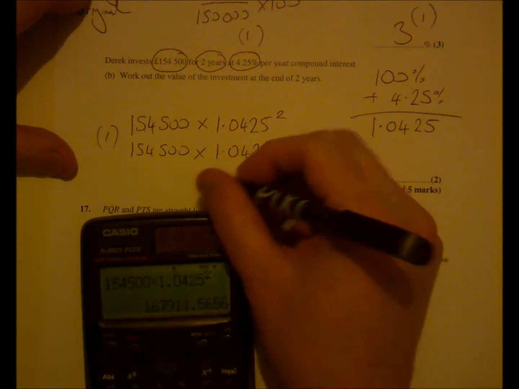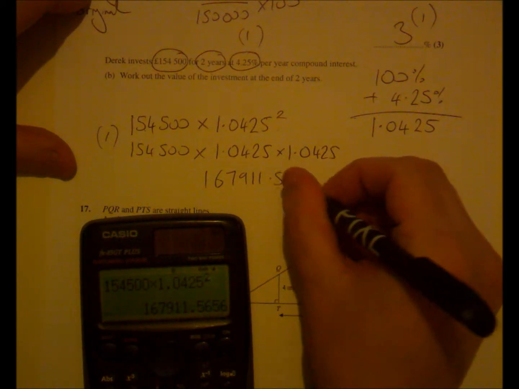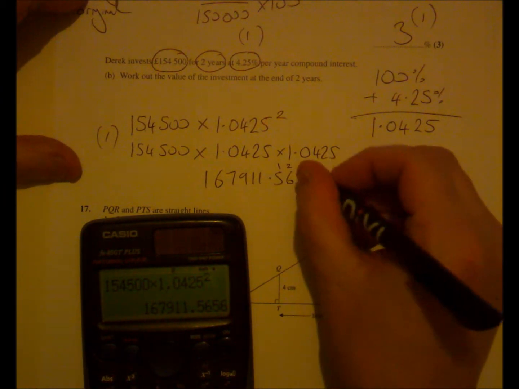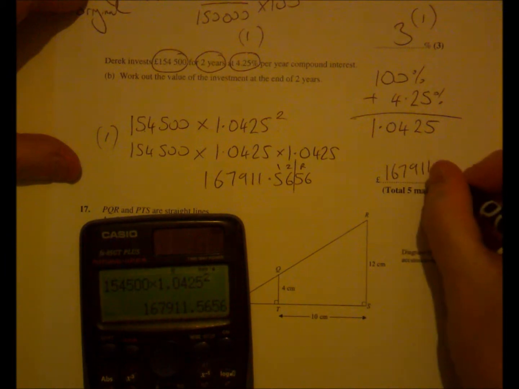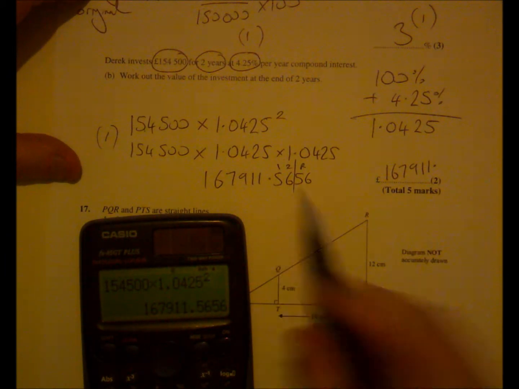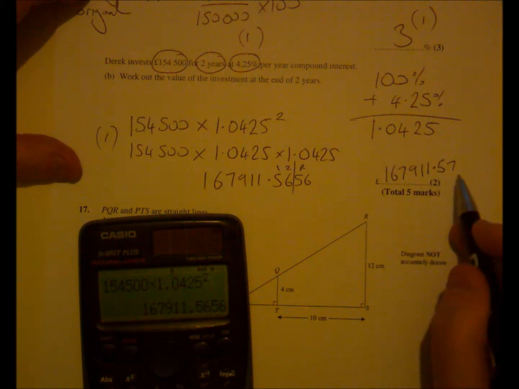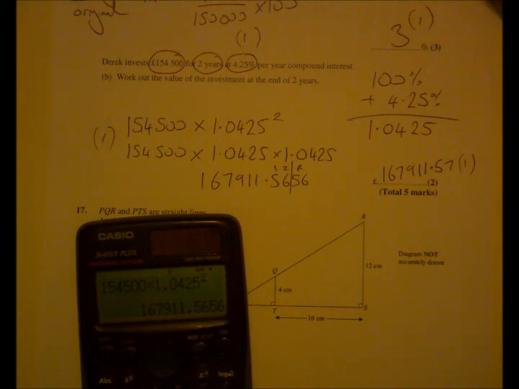Now, you won't get the mark for seeing that answer. We are dealing with money, and you're going to have to round it to 2 decimal places. I'm sorry that I didn't leave enough space. I will change that for next year. And it's not 56 pence, it's 57 pence. Now I must see all of that correct, 2 decimal places correctly rounded for the second mark on that question.